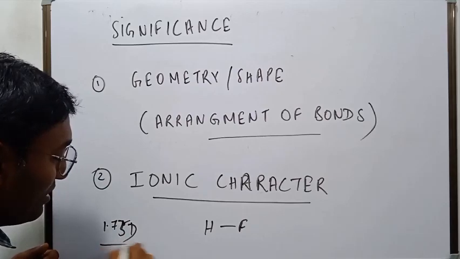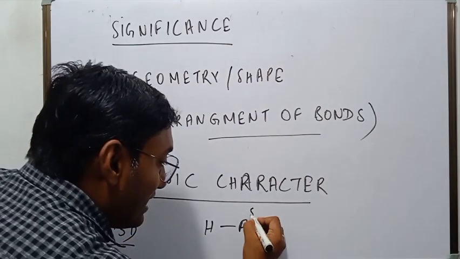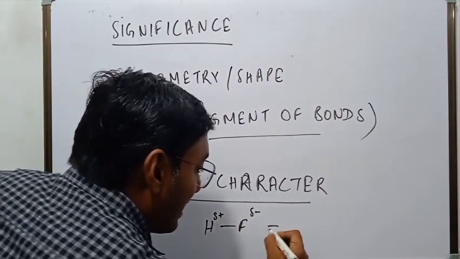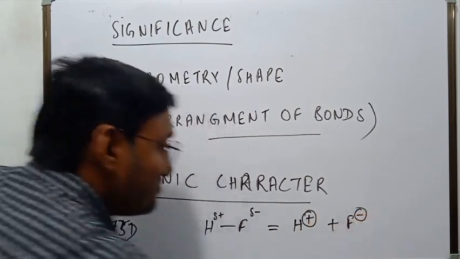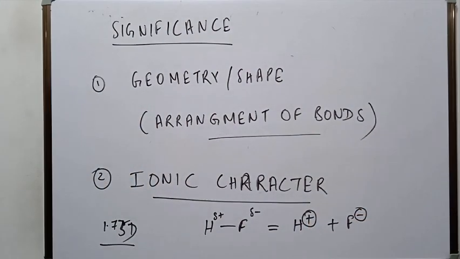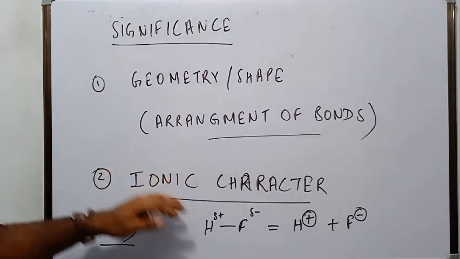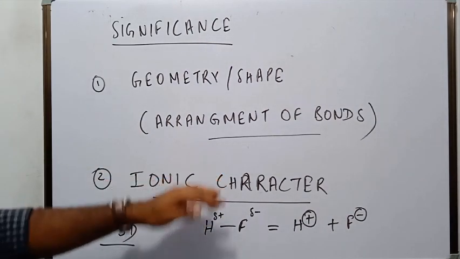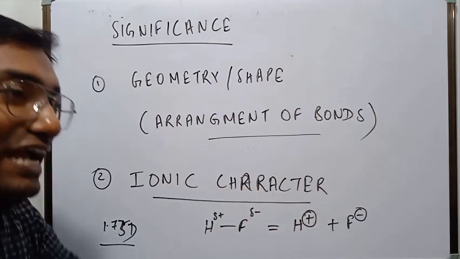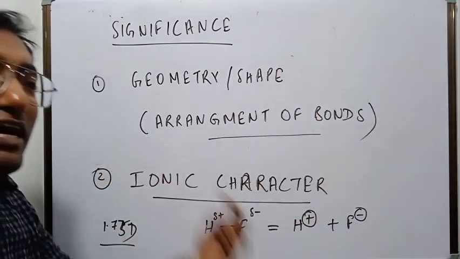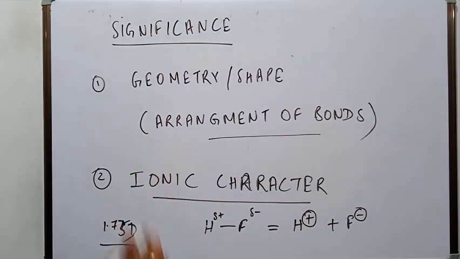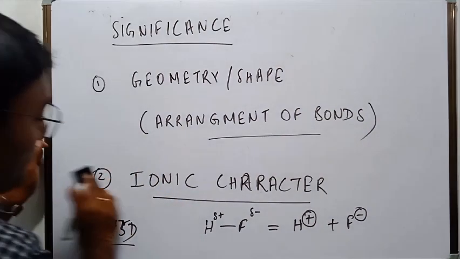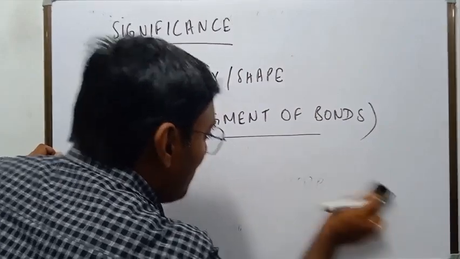The polarity is so high that it exhibits ionic character. It can exhibit ionic character due to the high polarity. It would go for an ionic kind of reaction, and formation of ionic bonds will take place. So ionic character can be determined if we come to know about the polarity.